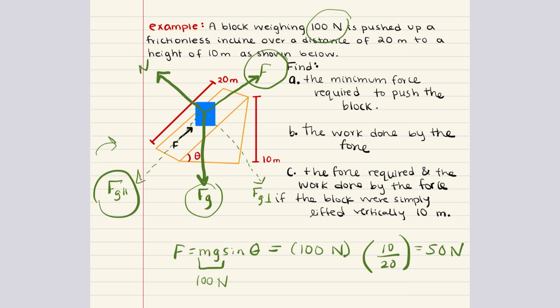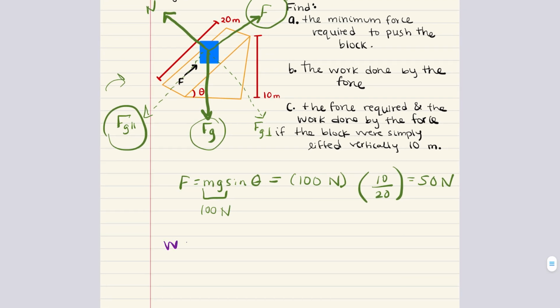What about part B? Part B asks us for the work done by the force. Now, work is defined as force multiplied by distance multiplied by cosine theta. Now, force, we just calculated, is equal to 50 newtons. D is displacement. We're moving it up the incline, a total of 20 meters. And then cosine theta here, well, let's think about this. Because the force and displacement vectors are parallel, theta here is just equal to 0. And cosine of 0 degrees is equal to 1. So now we have 50 multiplied by 20 multiplied by 1. This is equal to 1,000 joules. So that's part B. This is the work done by the force.